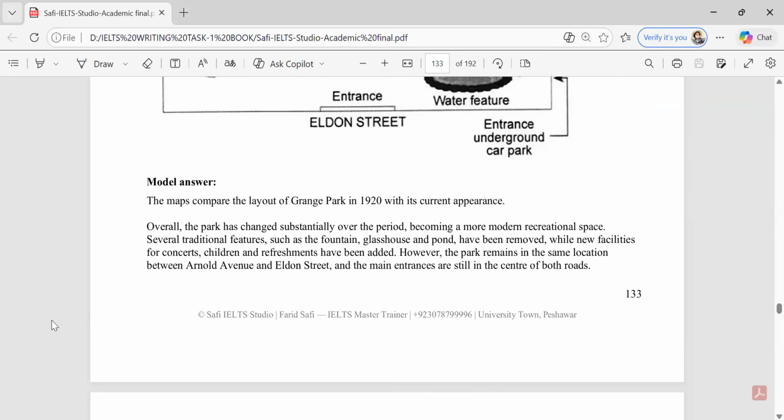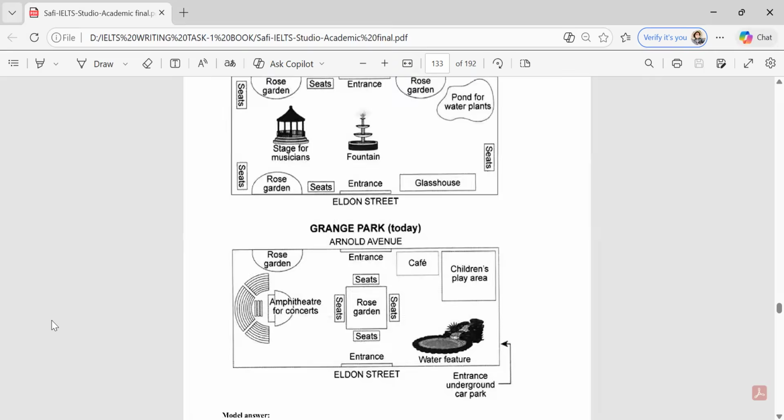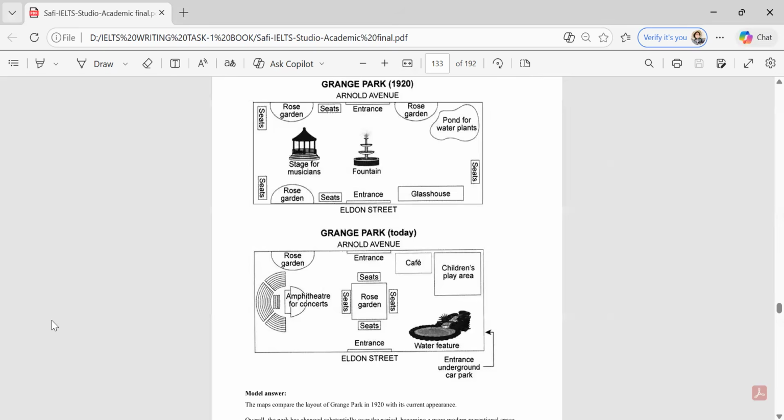ओवरऑल, अगर हम ओवरऑल देखें, सो द पार्क हैज चेंज सब्सटेंशियली ओवर द पीरियड, becoming a more modern recreational space. Several traditional features such as the fountain, clear, जो बड़ी चीजें यहां पे हमने ऐड किए हुए. अब दोनों ग्राफ्स को आप देखें. लेट मी जूम इट आउट. इस पार्क को देखें. यहां पे हमारे पास ये प्रीवियस है. एम आई राइट? नाउ अब हमारे पास ये इसमें है, दूसरे में नहीं है. अब इसमें अगर आप देख लें कि एंट्रेंस हमारे पास यहां पर भी है, यहां पर भी है. सो एंट्रेंस रिमेन द सेम.